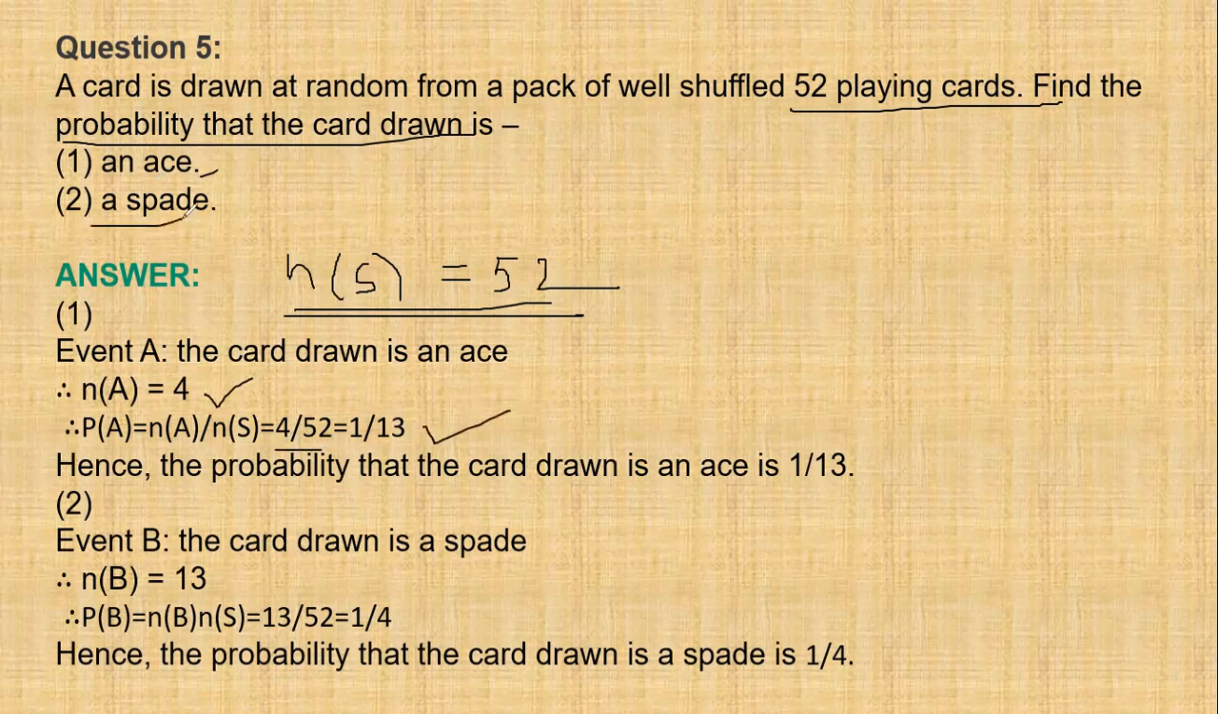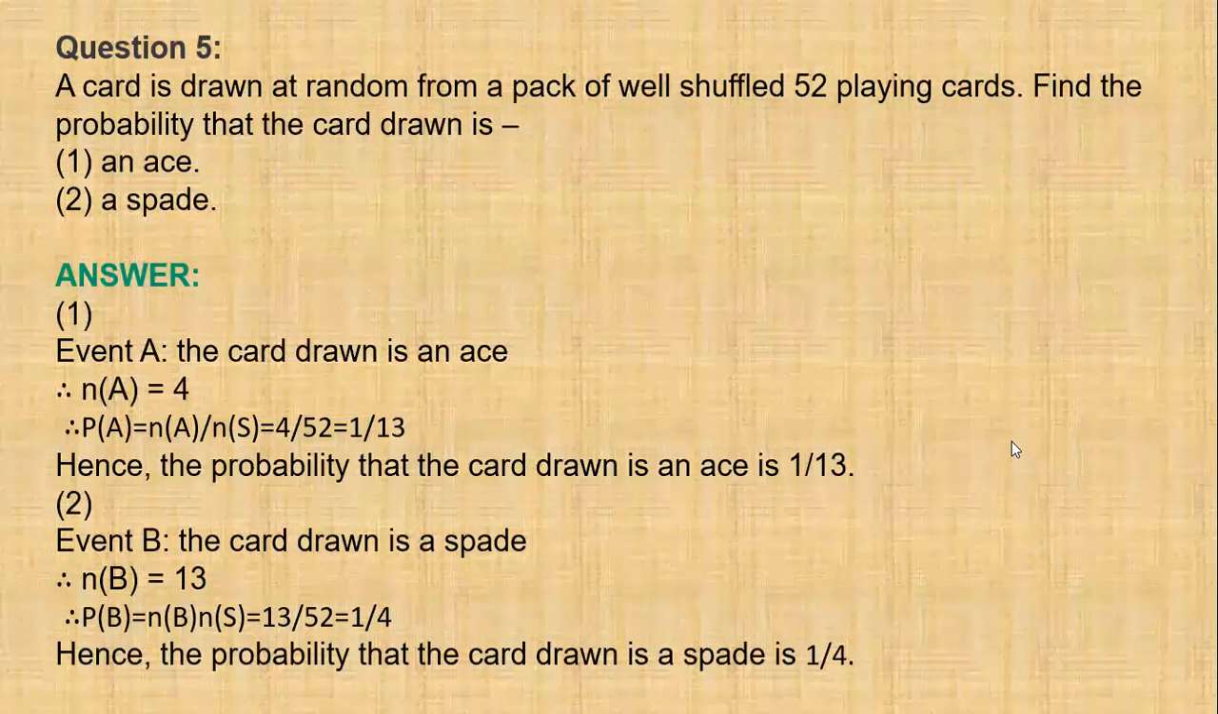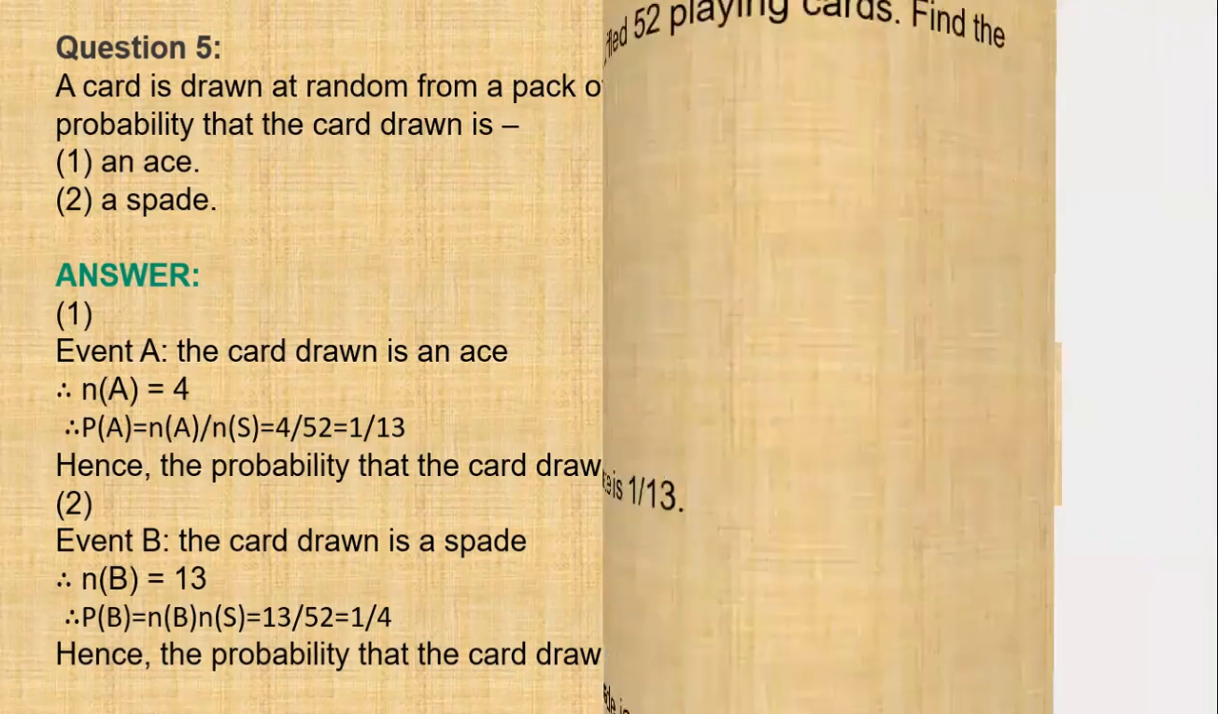Then a spade card. How many spade cards are there? 13 cards. So 13 upon 52, so 1 upon 4. So what's your answer? 1 upon 13 and 1 upon 4. That's your answer. So with this, we completed our practice set 5.4 and chapter number 5.